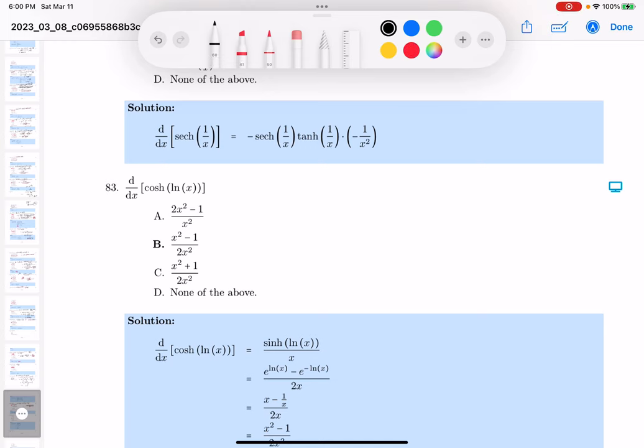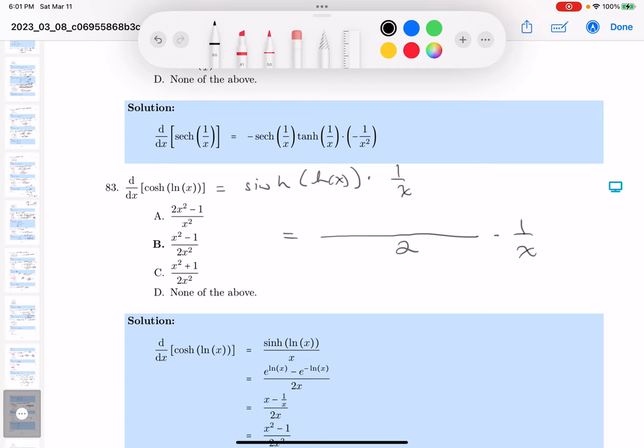All right, so I'm looking at it, and let's write it down. The derivative of the hyperbolic cosine is the hyperbolic sine, and that's natural log of x times the derivative of natural log, which is just going to be 1 over x. Unfortunately, I don't see the answer listed, so I've got to work on it. Let me write this over here.